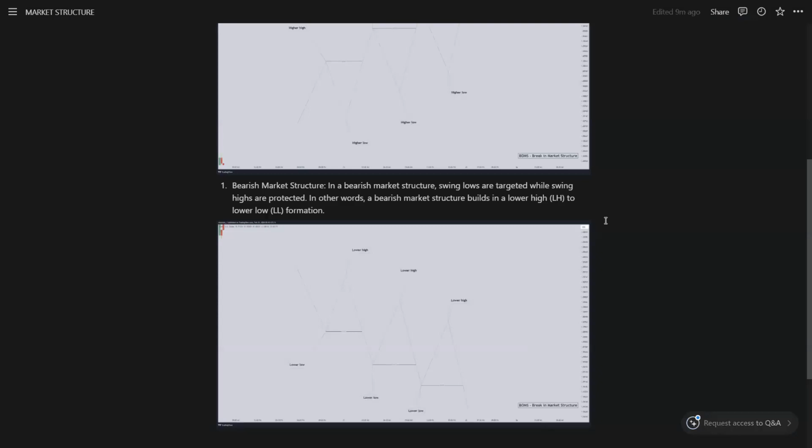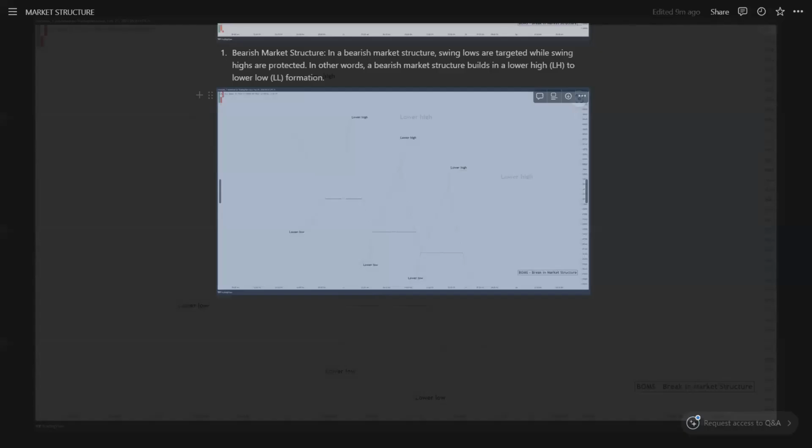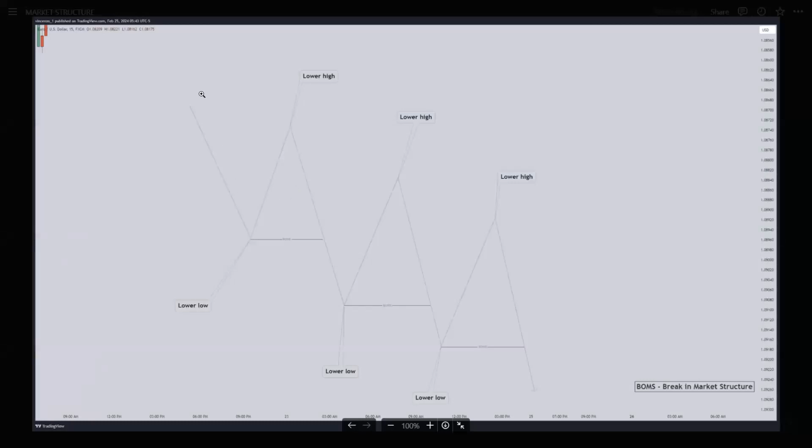So then I follow this setup in a bearish market structure, used in a lower high to lower low formation. And this is what I mean. As you can see, there's been a lower low, which I said is going to be targeted in the bearish market structure. And we had a push up, which forms a lower high. So the lower high is being protected.